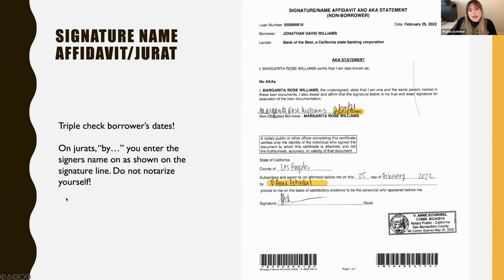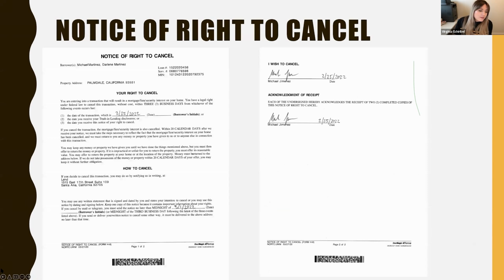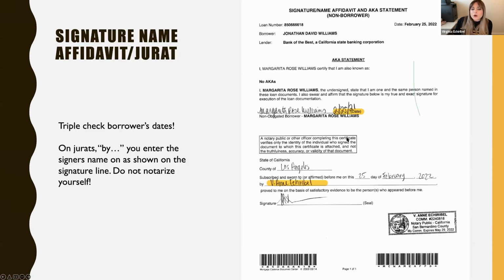So again, like Melissa brought out, you want to triple check borrower's dates. I included that a million times, I know, but it's because it's happened. But on jurats, where it says by, that's super important. Notaries will notarize themselves by putting their name. So typically on jurats, you don't put your name, you sign and you stamp, but you're not adding your notary name. This is where the signer's name goes. So in effect, I notarized myself on this jurat, which obviously we can't do, right? So it should have been Margarita Rose Williams next to where it says by.